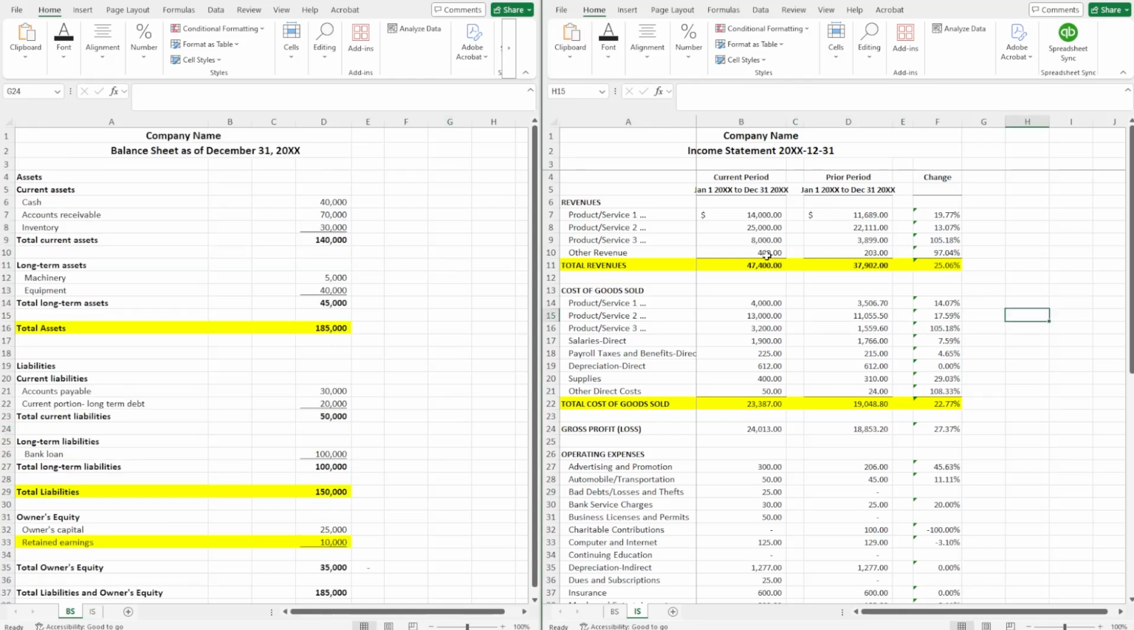This concludes the simplified explanation of interpreting the balance sheet and income statement. Please review the updates every 6 months.